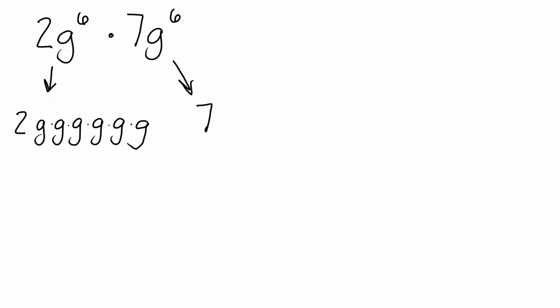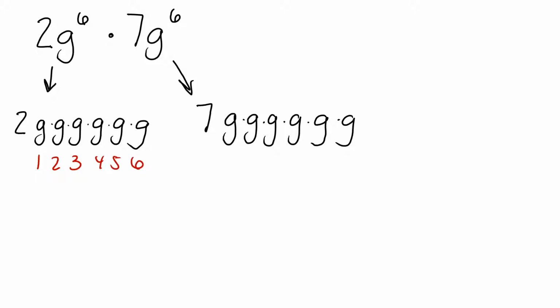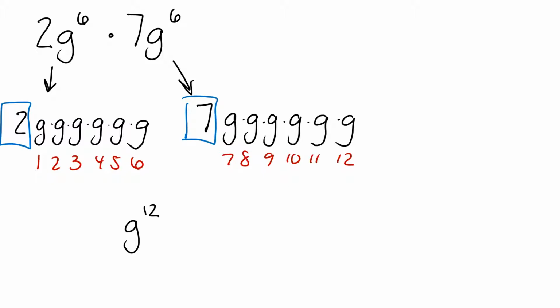And 7 and g 6 times. We can count up the base numbers, the g's, and we get g to the 12th power. Taking our coefficients, the regular numbers, and multiplying them, 2 times 7 is 14. 14g to the 12th power.